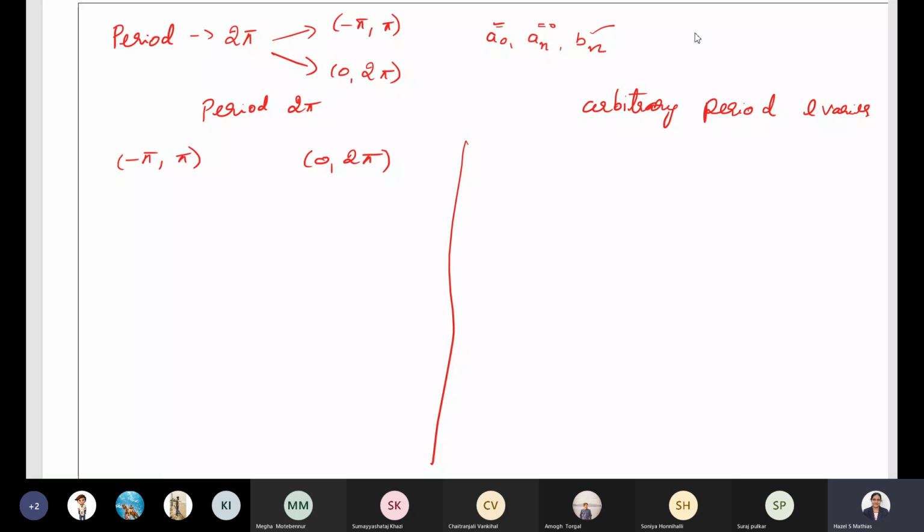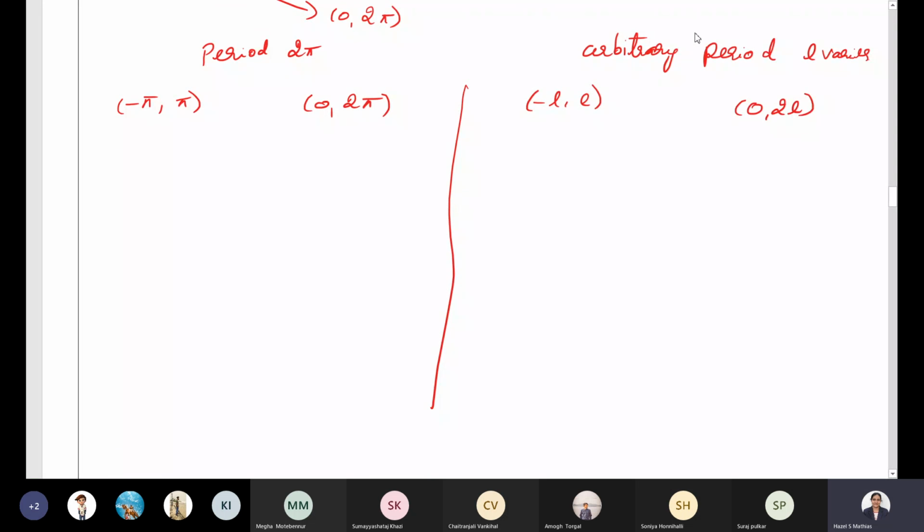Remember that L varies. So I'll write the general expression here: minus L comma L and 0 comma 2L. That L may be anything. Sometimes you will have the question on minus L comma L also. Then you have to keep it as standard and proceed. You will get the answer in L. Otherwise, you may have numbers like 2, 3, 4, etc.